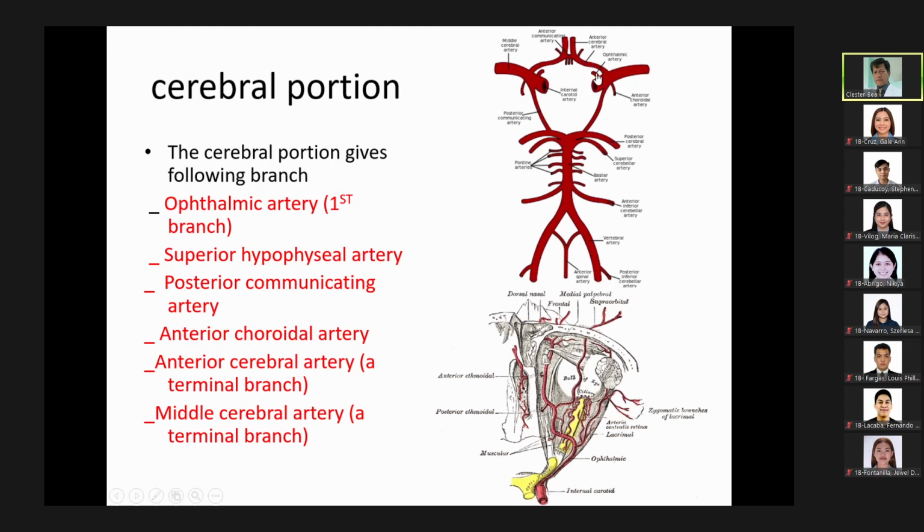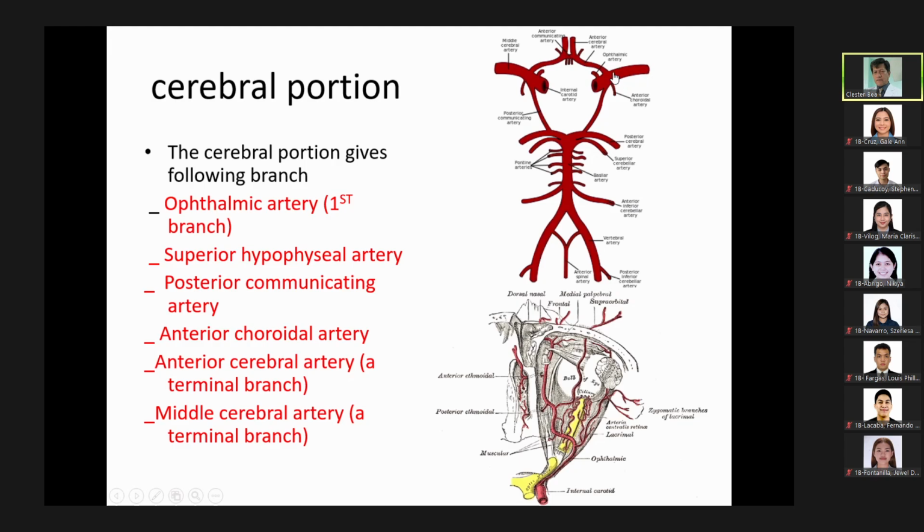So before we go into the three cerebral arteries, I'd like to inform you that each of the cerebral arteries will have two groups of arterial branches. You have what is known as the cortical branches, and you will also have what is known as the central branches. So each of these three cerebral arteries will have a central branch. It will have a cortical branch.